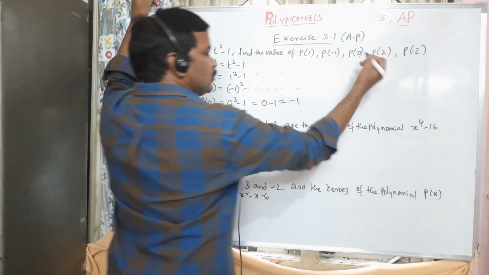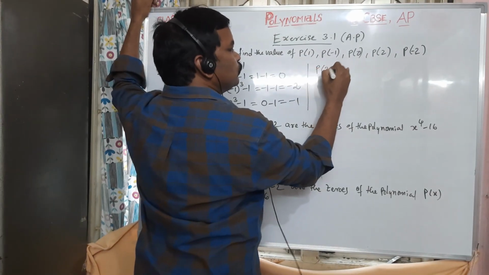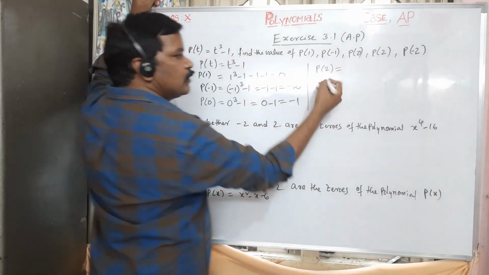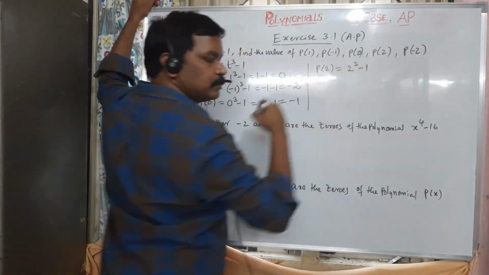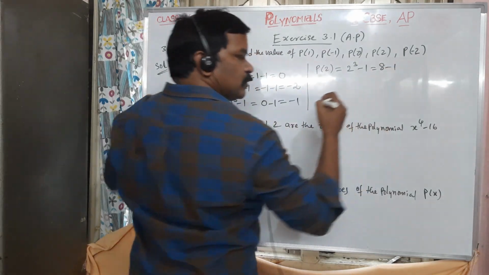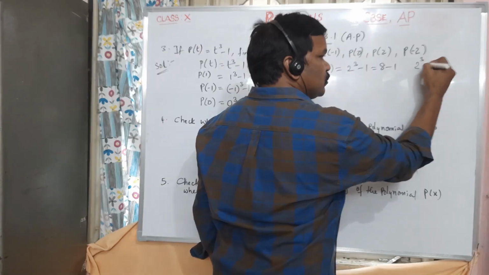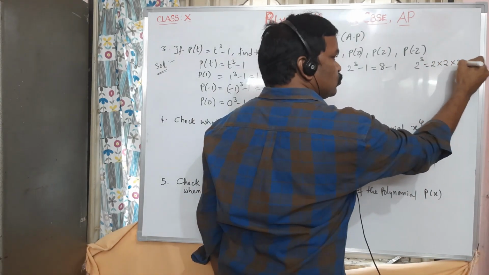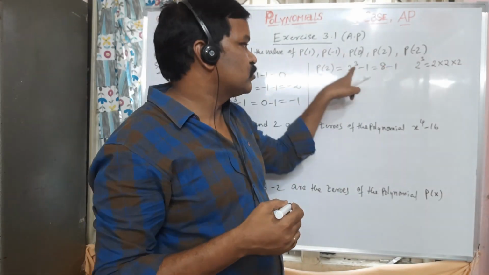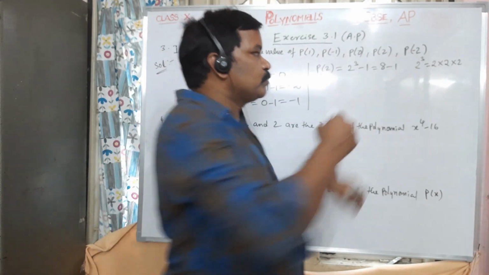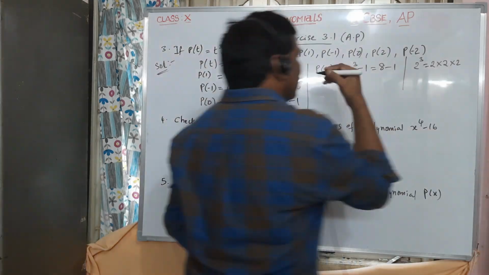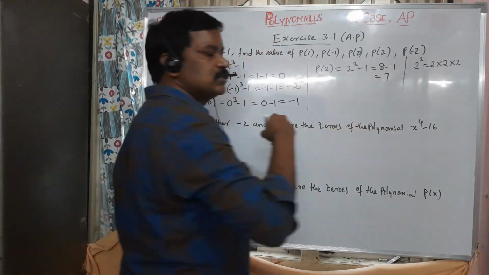And the last two. P of 2. That means substitute t is equal to 2 there. That means 2 cube minus 1. 2 cube means what? 8 minus 1. Do you know, children? 2 cube means 2 into 2 into 2. We have to multiply 3 times, not 2 into 3, not like that. 2 should be written 3 times, sorry. Right, this is 8 minus 1, which is equal to 7.